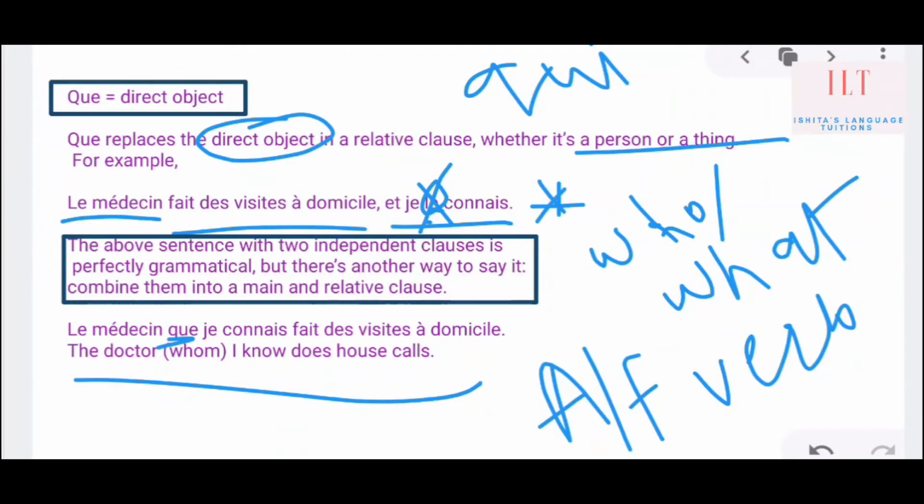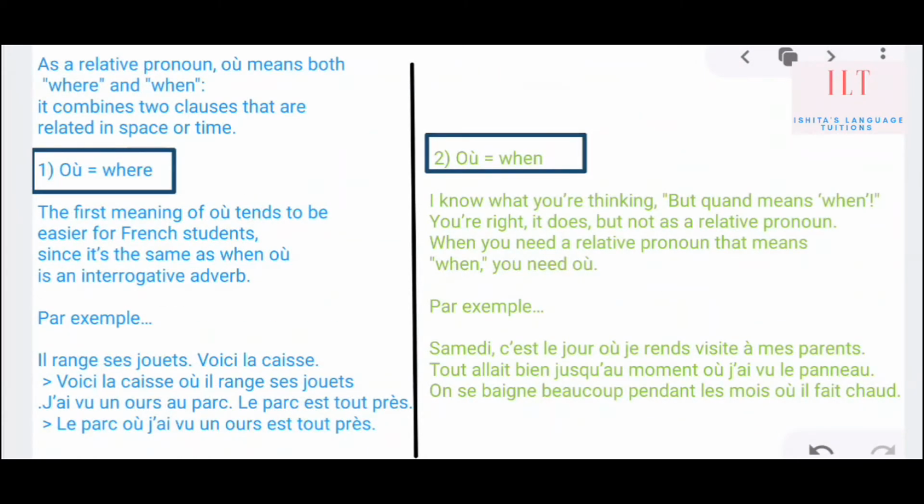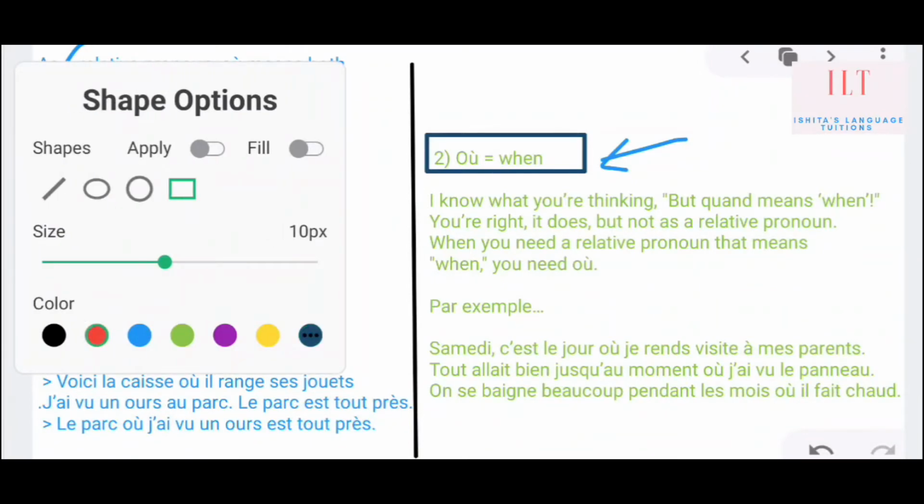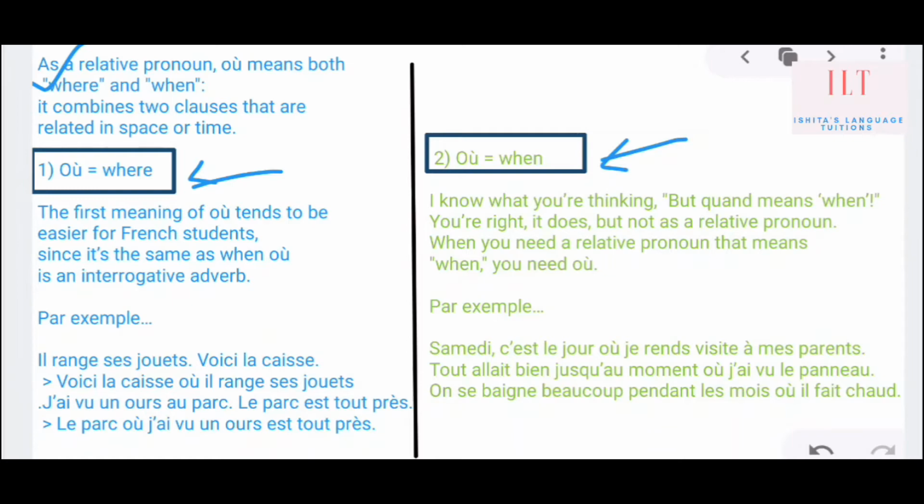Okay, finally moving forward to où, which is my personal favorite. As a relative pronoun, où means both where and when. So it means where as well as when. We need to see that it combines two clauses that are related in space or time. This is something really important to be remembered. Related in space or time. When we are talking about space, it will be where, and when we are talking about time, it will be when.